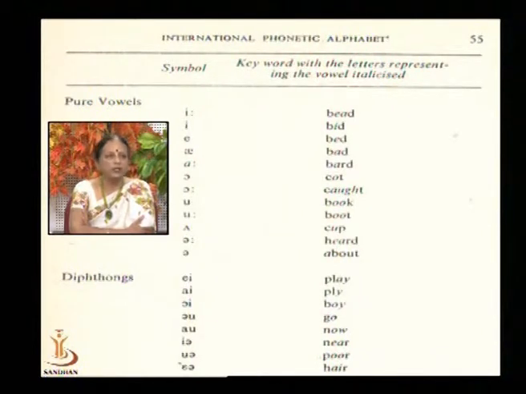Better still, let us look at the word first, because then you'll know what is the vowel sound that I'm talking about. So what is the first vowel sound? My dear students, why don't you try and read it loudly along with me? Just let's read the words. And what are the words? There is no word which is difficult for you. And I'm sure all of you can now read the words a little aloud. What are the words? Bead, bid, bed, bad, bad, got, caught, book, boot, cup, heard, about.